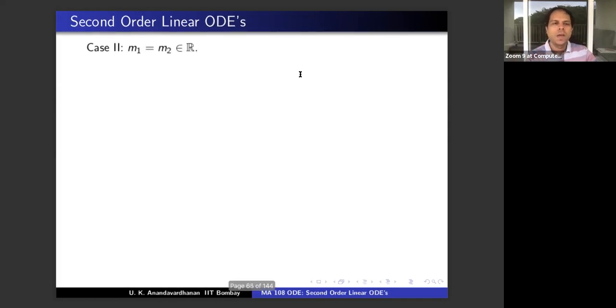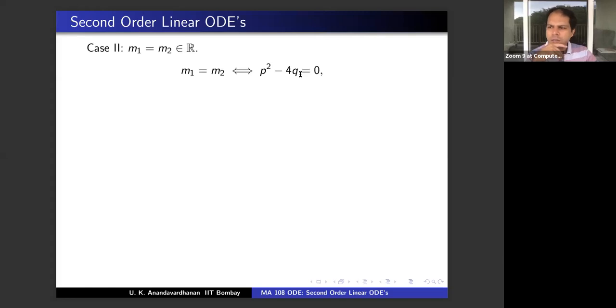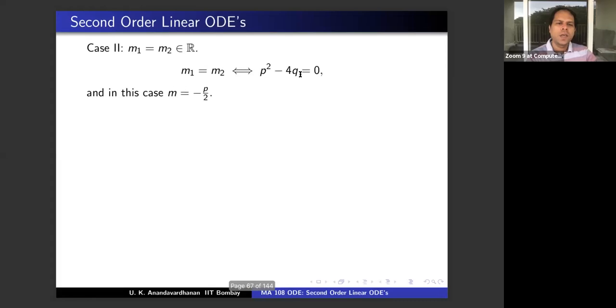Case 2, m1 equal to m2. So that means p square minus 4q. Is this what is called the discriminant? Yes, sir. Okay. So p square minus 4q is 0. In which case, what is m? m you can find out, no?